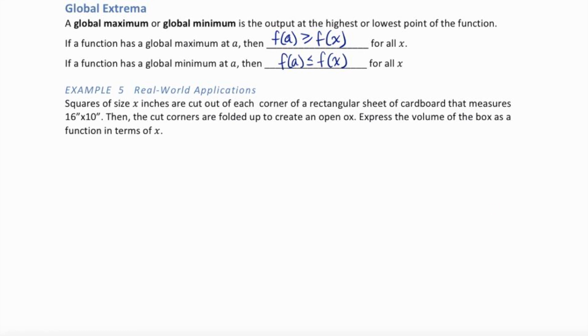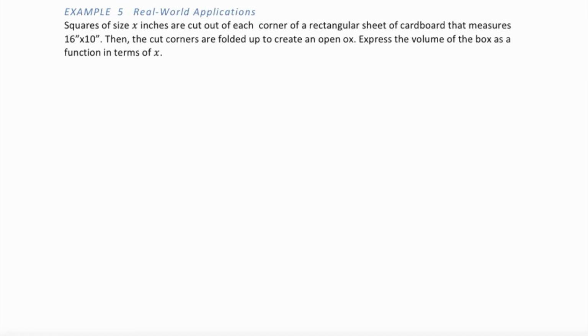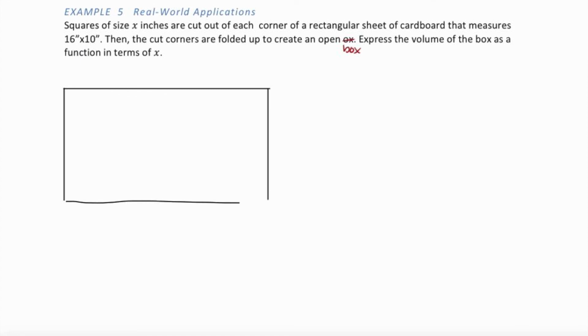Let's look at example 5, real-world applications. Squares of size x inches are cut out of each corner of a rectangular sheet of cardboard that measures 16 inches by 10 inches. Then the cut corners are folded up to create an open box. Express the volume of the box as a function in terms of x. Let's start with our sketch. And I will say a problem like this, it is vitally important that you make a sketch to help you understand what is going on. So there is our rectangular sheet of cardboard.